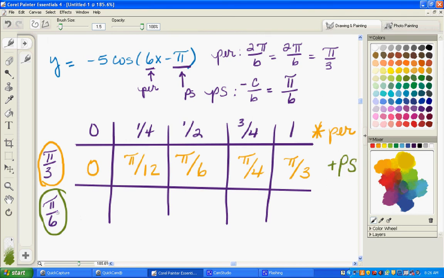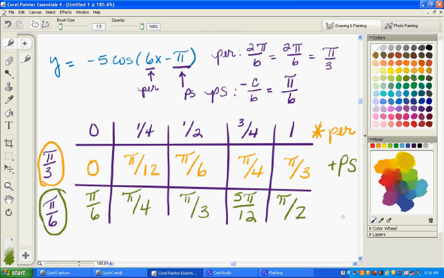So 0 plus pi over 6 is pi over 6. 1/12 plus 1/6 is going to give me 1/4, or pi over 4. 1/6 plus 1/6 is 2/6, or pi over 3. 1/4 plus 1/6 is going to give me 5/12. Again, you can do these in the calculator. 5 pi over 12. And 1/3 plus 1/6 is going to give me 1/2.